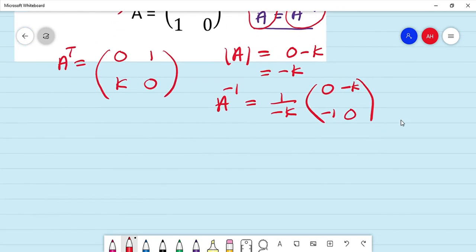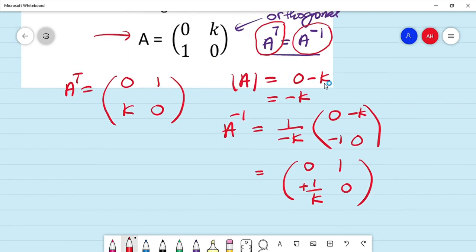Let's simplify this inverse. 0 divided by negative k, we still have 0. Negative k divided by negative k, we have 1. Negative 1 divided by negative k is positive 1 over k, and 0, we still have 0 there. So we have 0, 1, 1 over k, and 0.